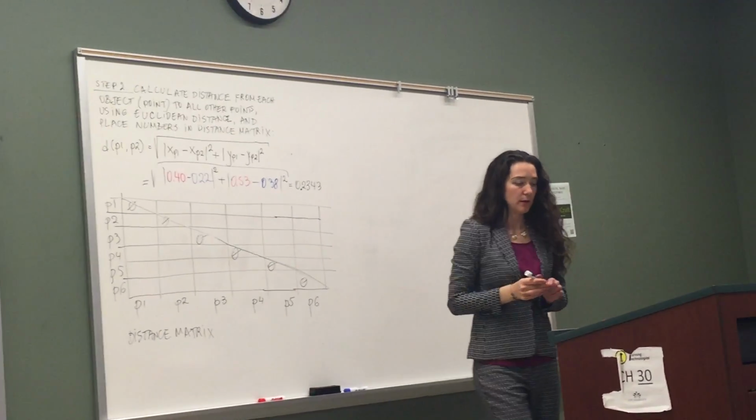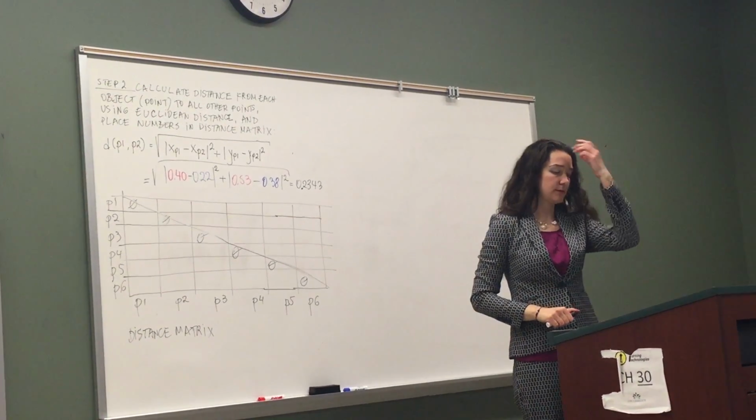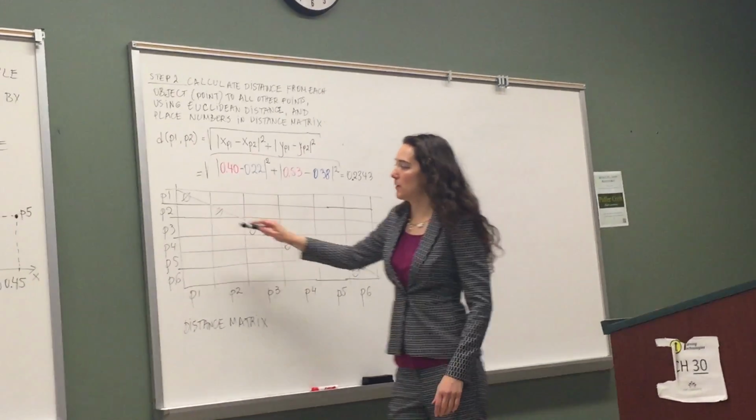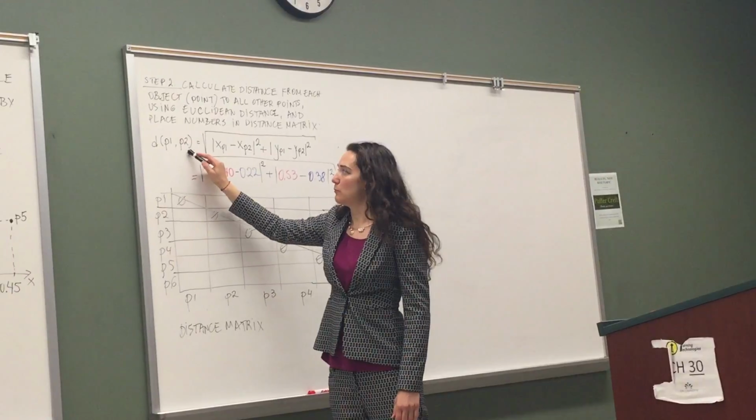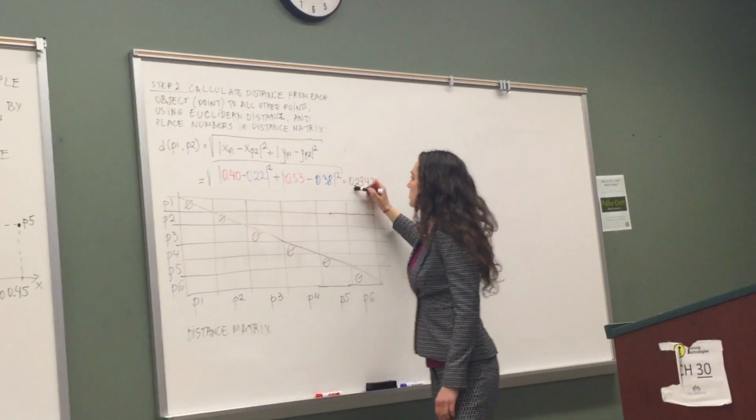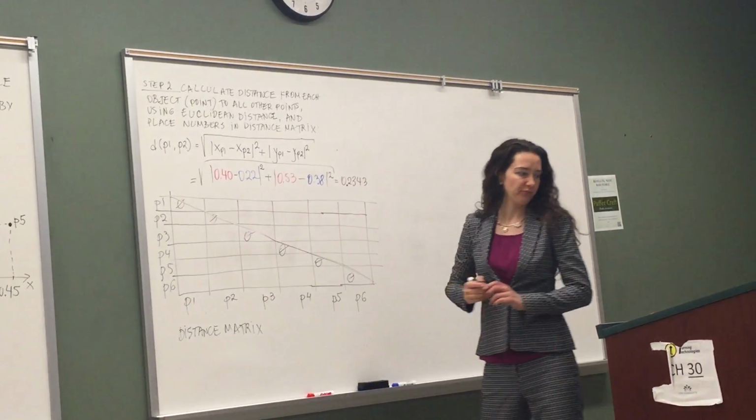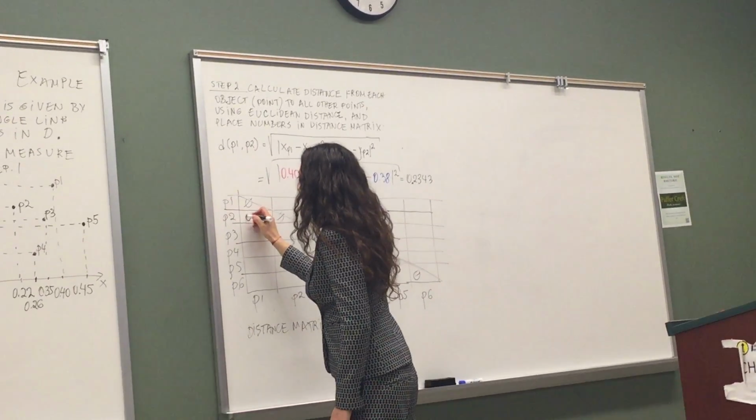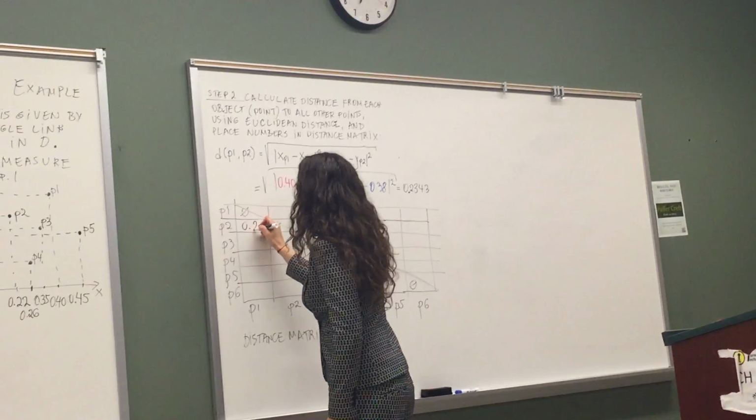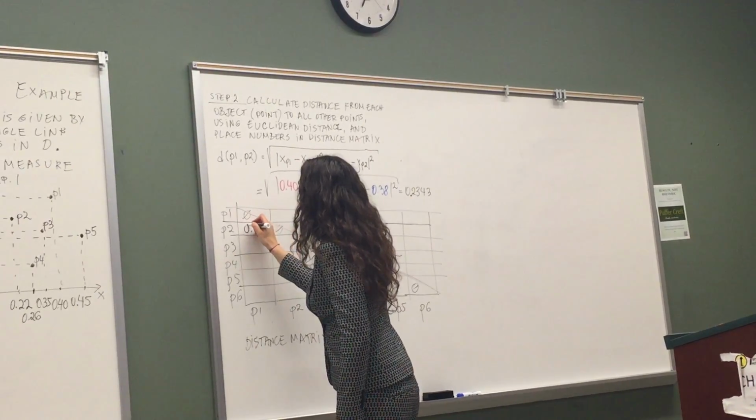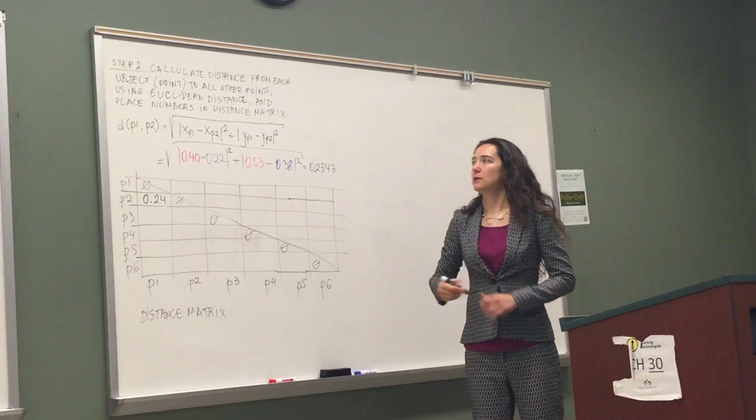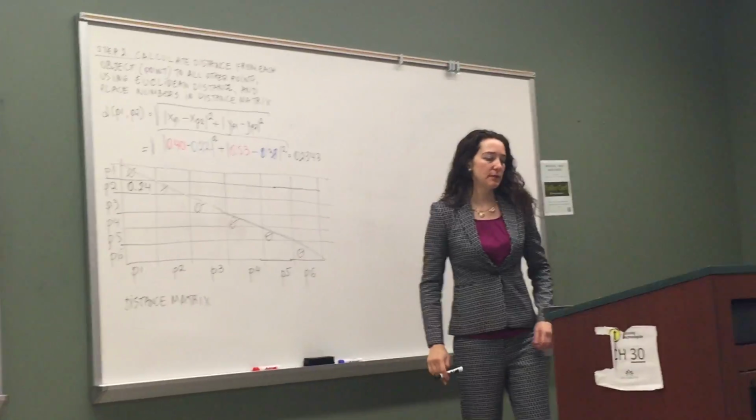And next, we will record our distance. The distance we just measured is for this box right here. Between point 1 and point 2, we got 0.234 feet. So I'm just going to write 0.24 here. We need to calculate the rest of the distances in the same way.